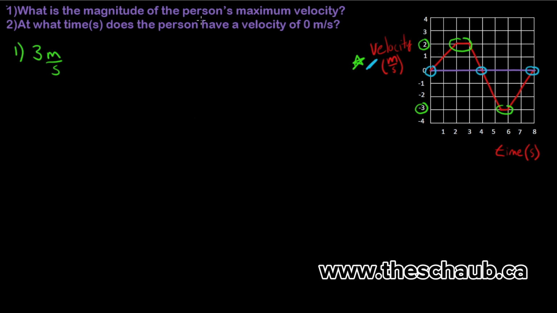So at what times does the person have a velocity of 0 meters per second? Our answers to number 2 are at time 0, at time 4 seconds, and at time 8 seconds.